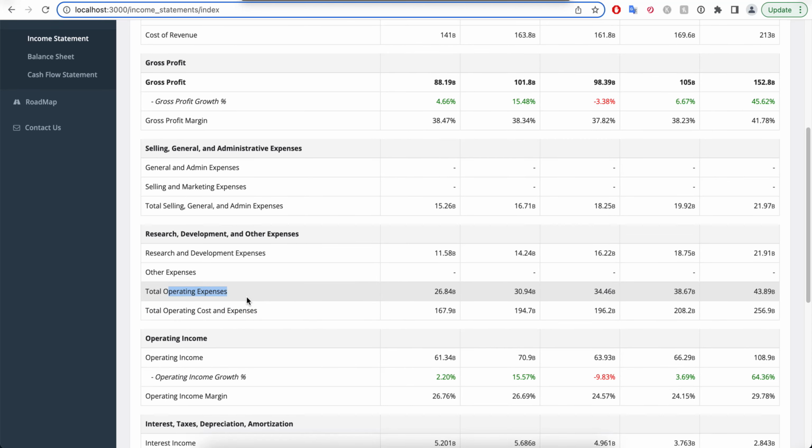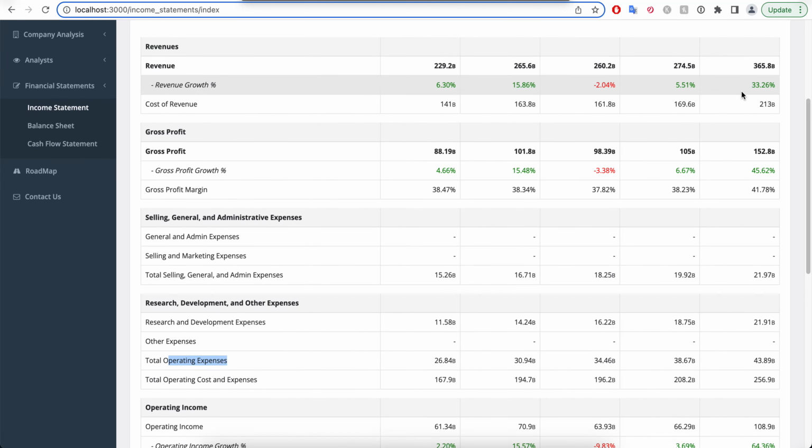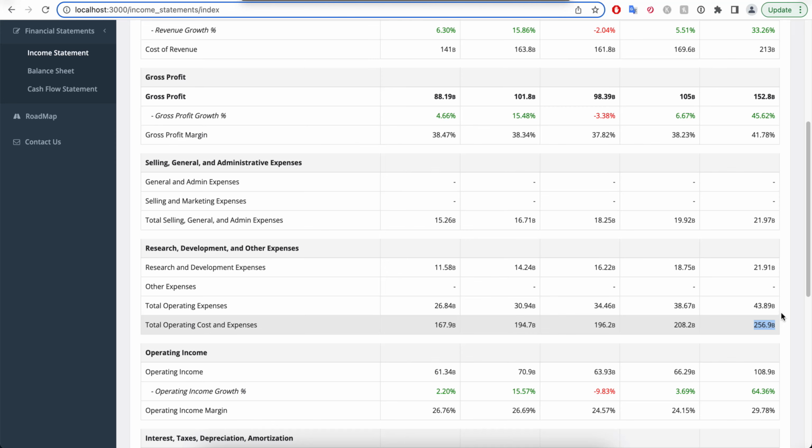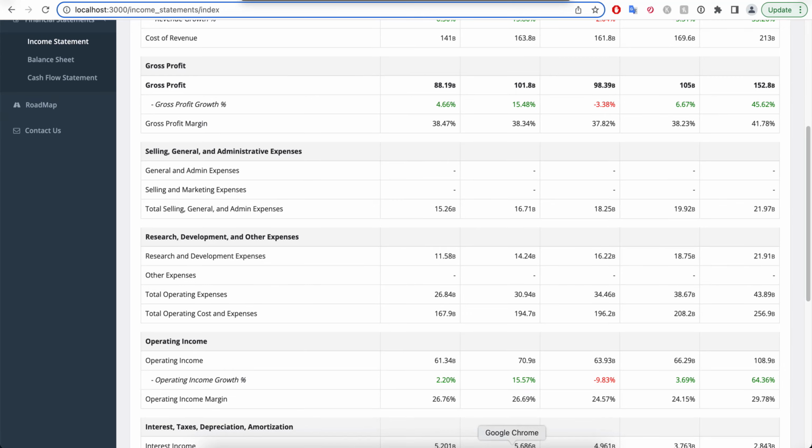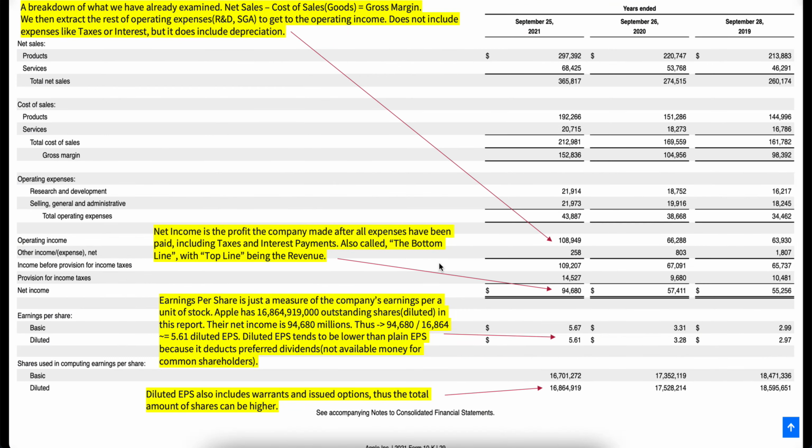The total operating expenses plus the expenses for the cost of revenue. So 213 plus this value gives us our total operating costs and expenses. This is an auxiliary one that can actually help you see what is going on with the company. Okay, so let's go back to what we're seeing here.